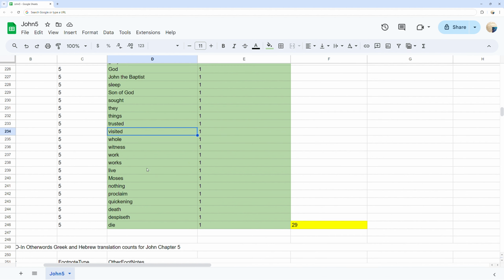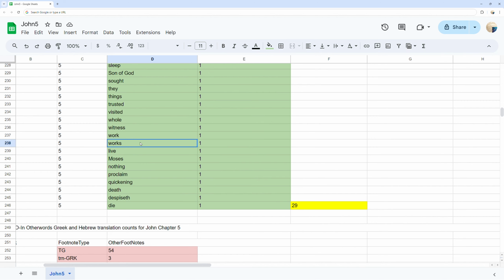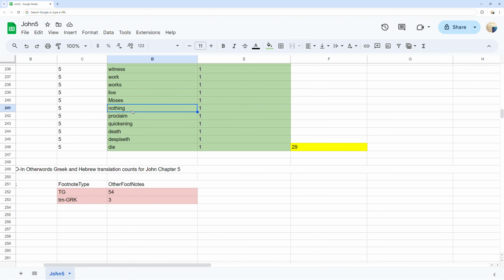Footnote definitions counts. You can see in red the footnote type and counts of topical guide with 54 counts as well as Greek translation at 3 found in John chapter 5.